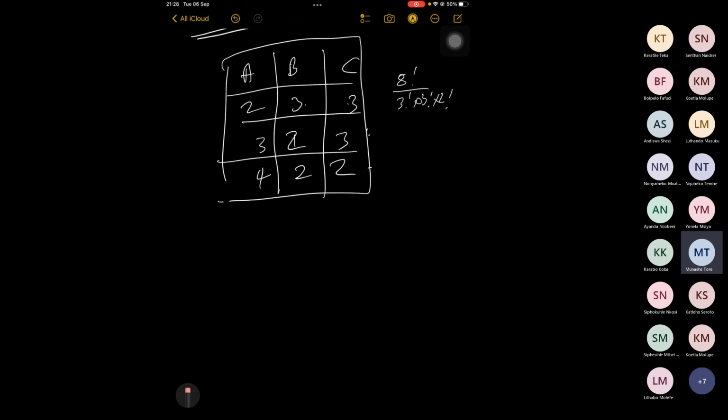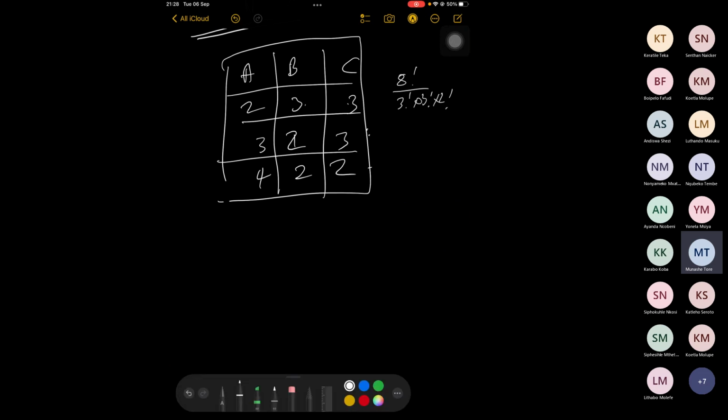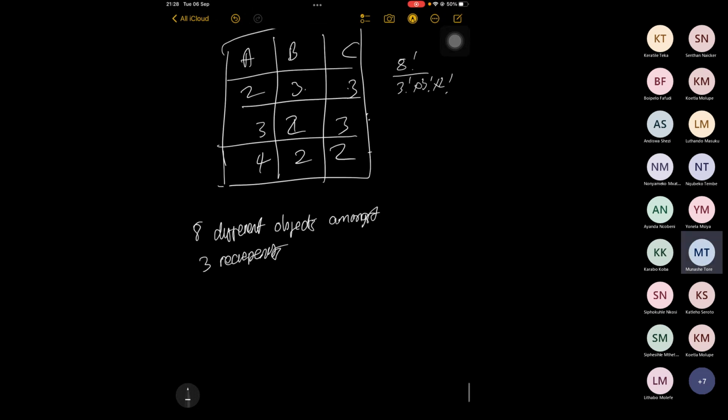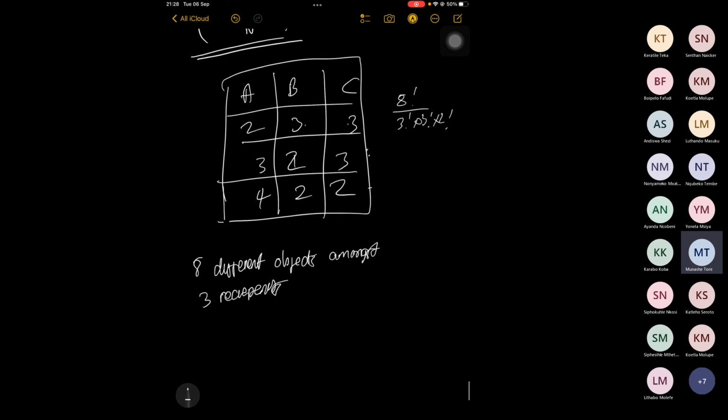You are sharing these 8 different objects amongst how many recipients? You're sharing these 8 amongst 3 recipients, isn't it? So you're sharing these 3 amongst 8. We say that, let's assume you do your things, then you come up with these combinations in your table. Then you calculate them as 8 factorial divided by these values factorials. Then you add, then that's fine, isn't it?